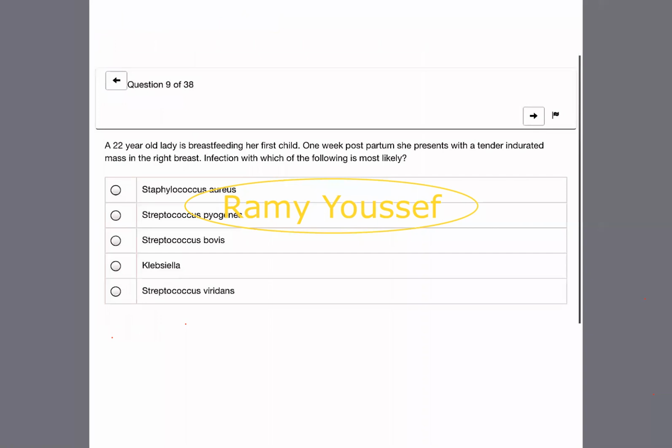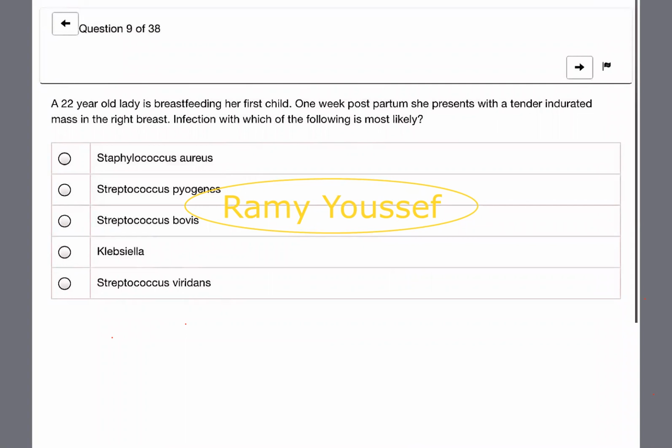Next question, Dr. Ibtihal. A 22-year-old lady is breastfeeding her first child. One week postpartum, she presents with a tender, swollen mass in the right breast. Infection with which of the following is most likely? Staphylococcus aureus.